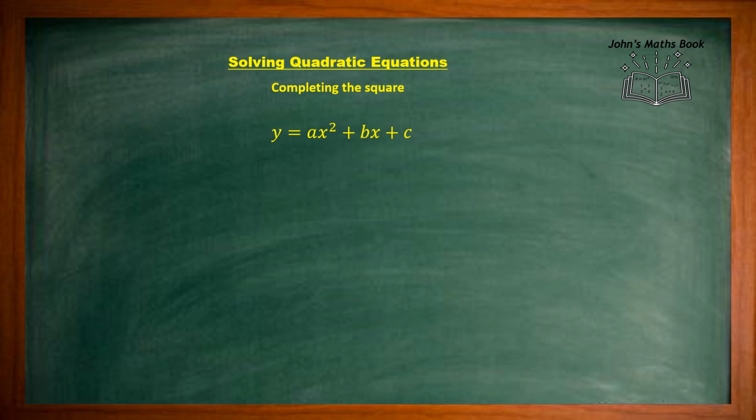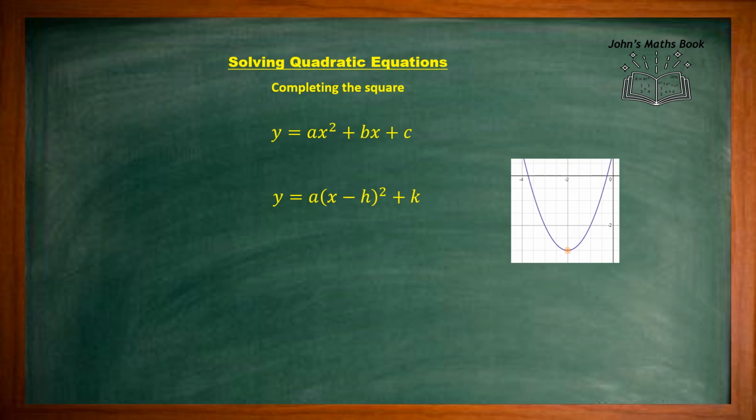Another method for solving quadratic equations is known as completing the square. So if we take a quadratic in standard form ax squared plus bx plus c, and we convert it to the form y equals a into x minus h all squared plus k, this is known as completing the square. If we plot the graph of a quadratic, we can see in this case it falls from the left and rises to the right.